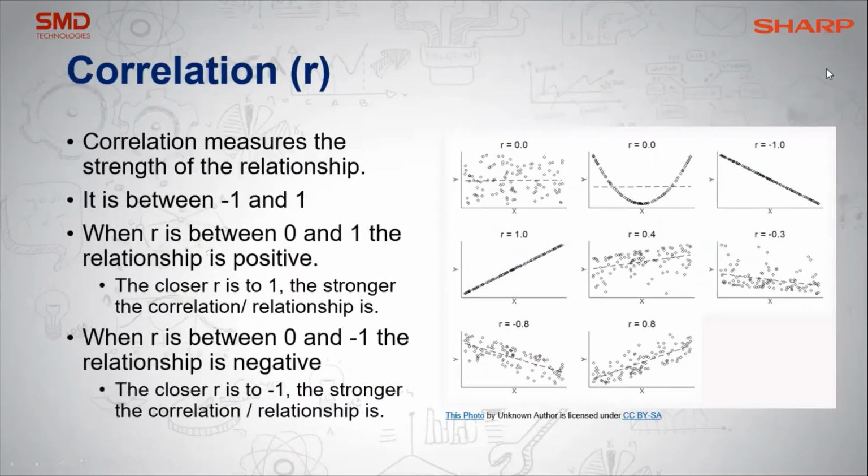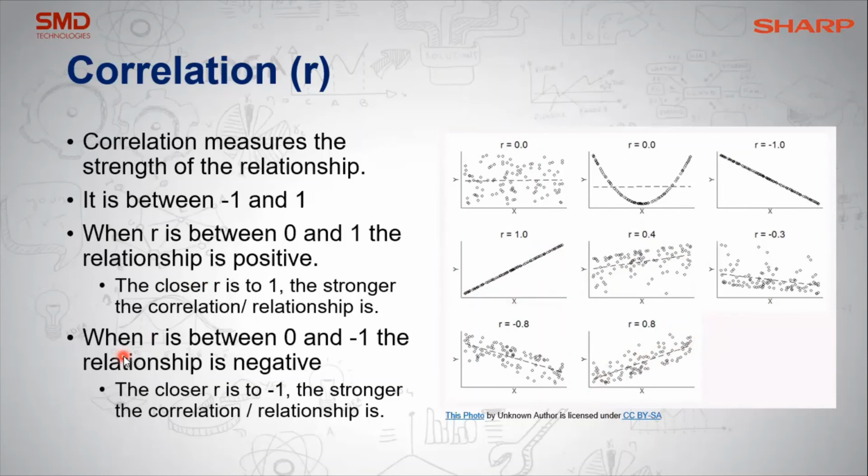So that leads us to correlation, and correlation measures the strength of your relationship. It lies between the value of -1 and 1. So when R, your correlation, is between 0 and 1, your relationship is positive. And the closer your R value is to 1, the stronger your correlation and your relationship is. So here, again, you can see a very strong relationship. And then if we look at your 0,4, you can see there's lots of dots, so not a very strong relationship. But here the dots are much closer to the line and less spread out.